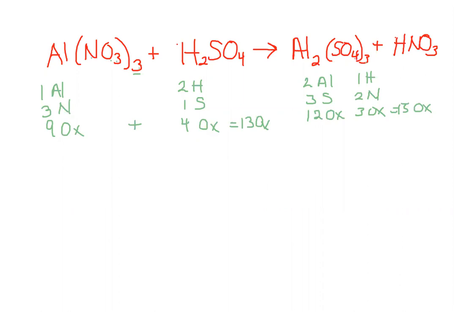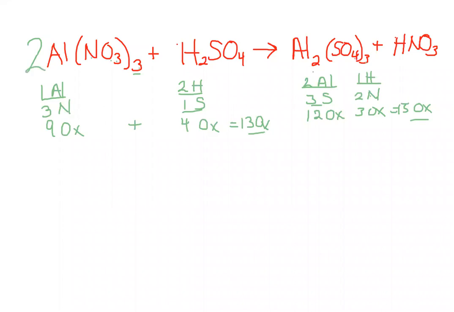So now we've got to try to figure out how in the world we're going to balance this. Nothing is balanced. We've got 1 aluminum, 2 aluminums, 2 hydrogen, 1 hydrogen. The sulfurs aren't the same, the nitrogens aren't the same, and the oxygens aren't the same. So we've got to figure it out. I'm going to start, and sometimes we start doing things and we have to erase it and change it. I'm going to start with the aluminum. We've got 2 on this side, so I'm going to put a 2 out in front of this.